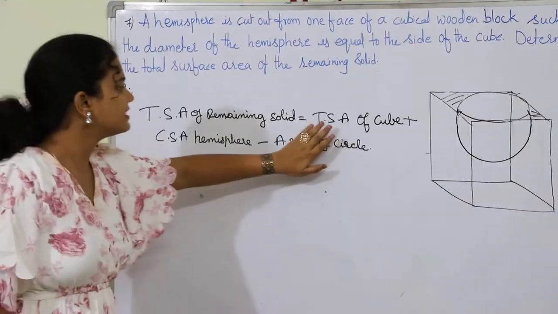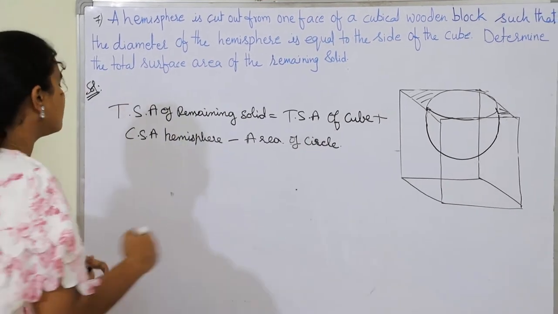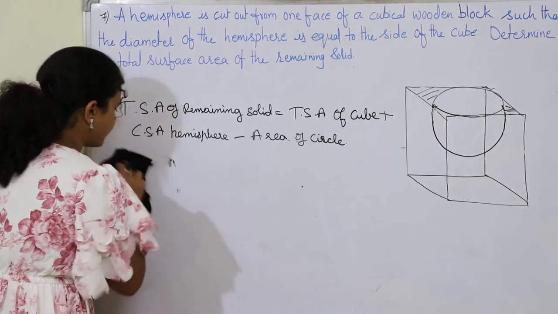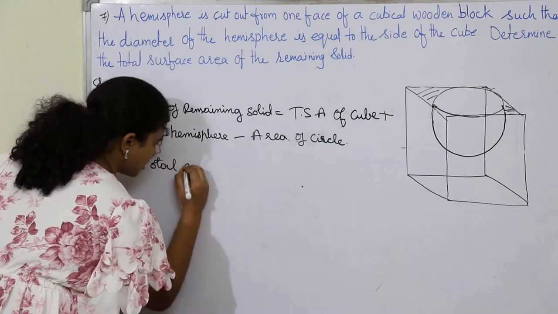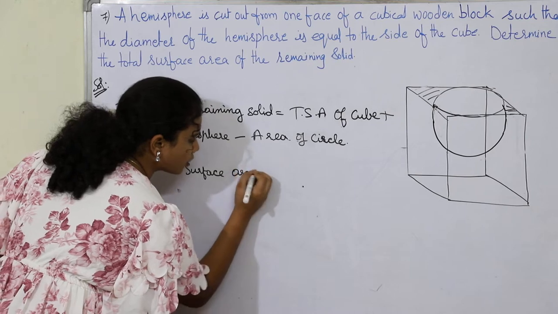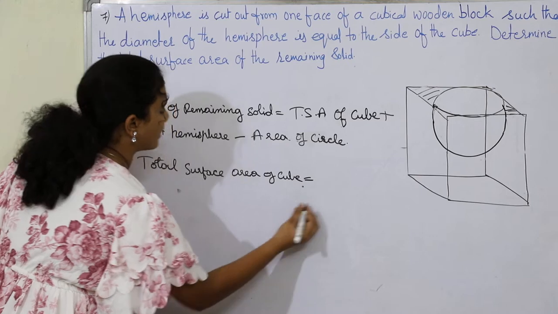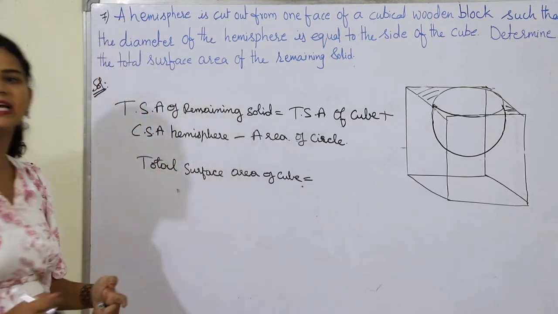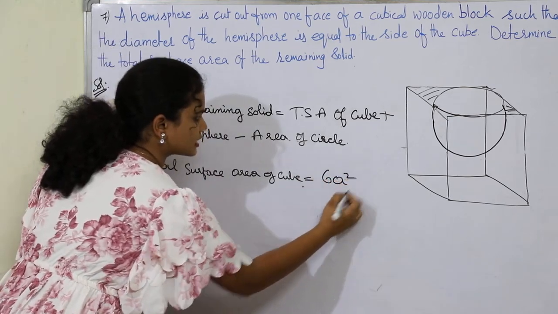Let's find the total surface area of the cube first. TSA means total surface area. As we know, our formula for the total surface area of a cube equals 6a square, right? So the total surface area of the cube equals 6a square.